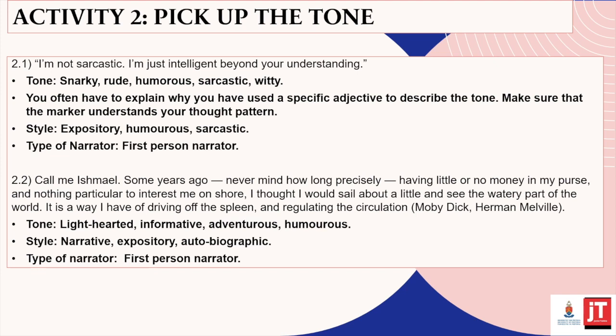Okay, an adventurous tone. It's definitely about to all happen. It's about to be an adventure, and we're just along for the ride. Okay. Style and narrative style. He's definitely telling his story. Expository again. Okay, we are exposed to new elements. And autobiographic. A biography is a novel that's written about someone else. And an autobiography is something that you write about yourself. Just something to note, guys. Type of narrator. Once again, we have a first person narrator.